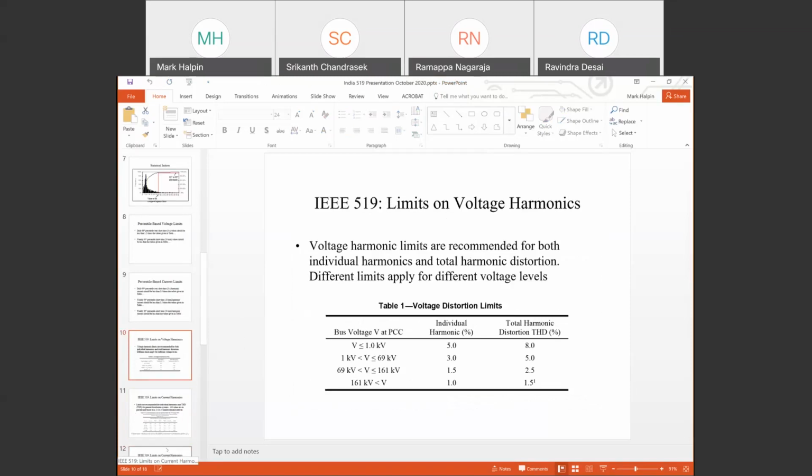To quickly take a look at the actual limit numbers, we're not going to spend any time at all on these tables. Again, I'm sure everybody is quite familiar with them and they're readily available in the document itself.